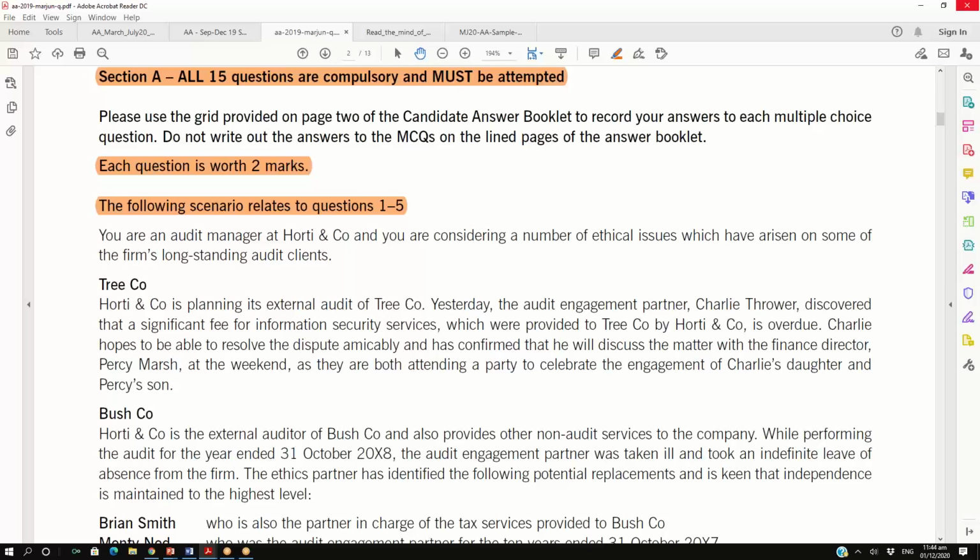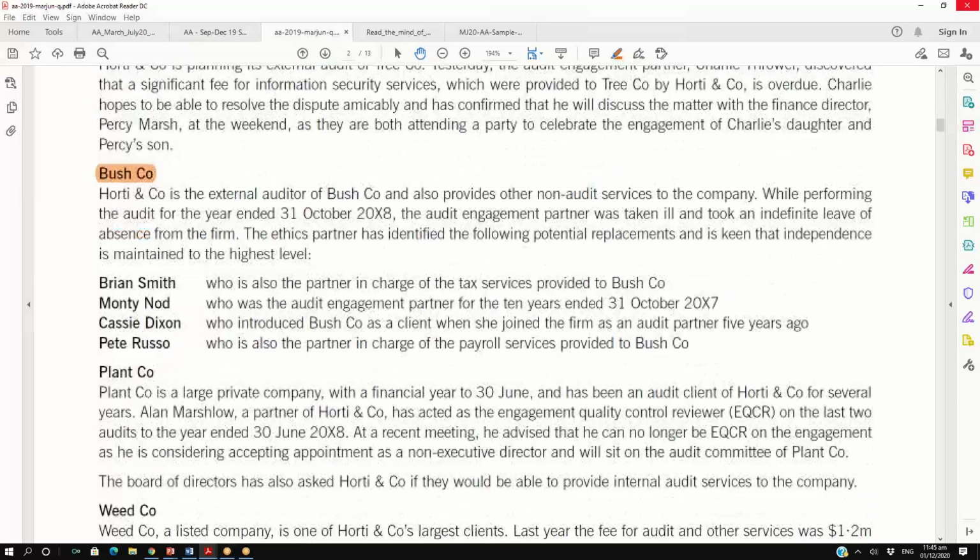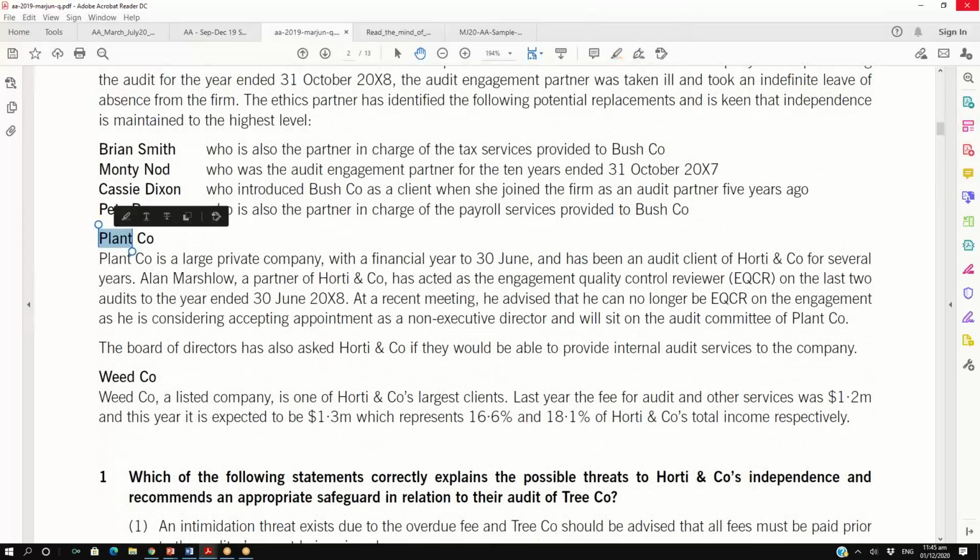Now see, this is the case study. The examiner has given you a short case, and it's telling you about some ethical issues. In the very first case, there is a Tree company. There is a Bush company. And the examiner is telling you some ethical threats and problems relating to Tree company and Bush company as an audit firm. And then there is a Plant company, and then there is a Weed company. The examiner has given you a case. You will read this case.